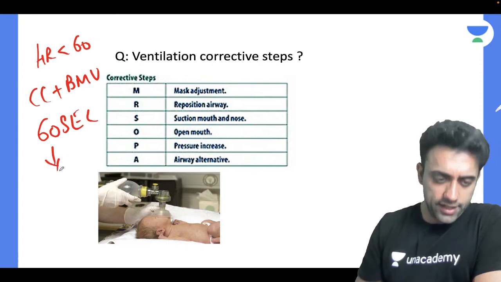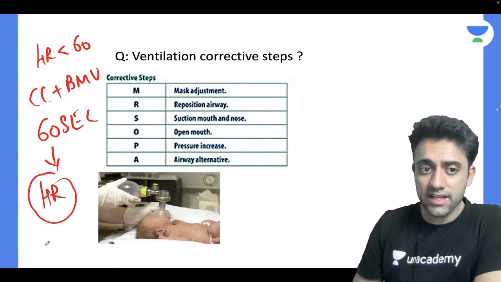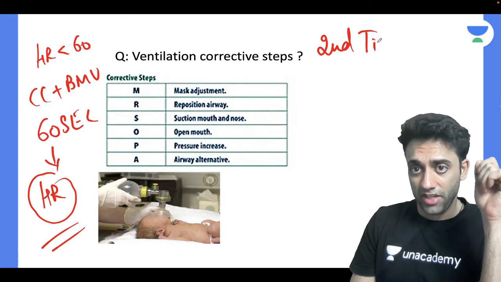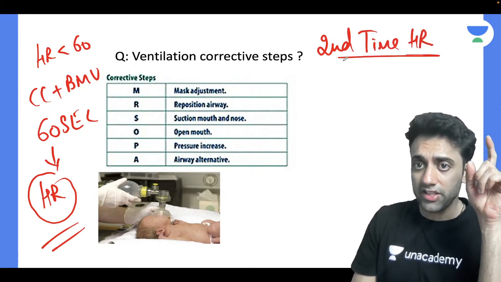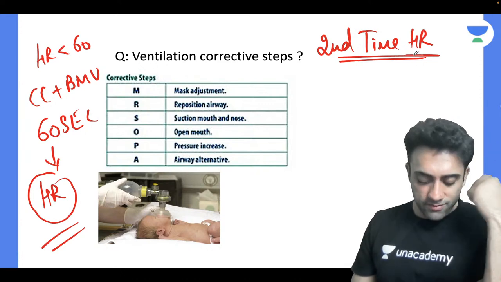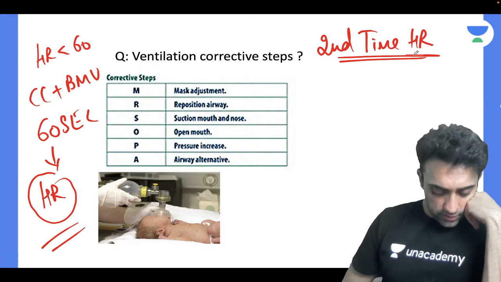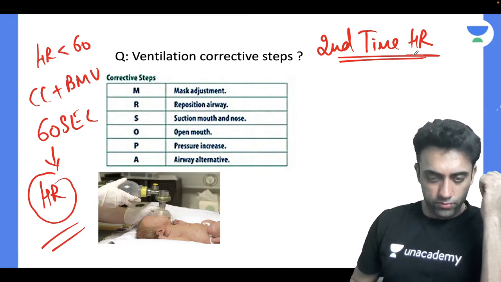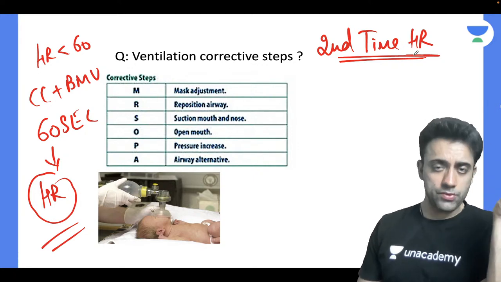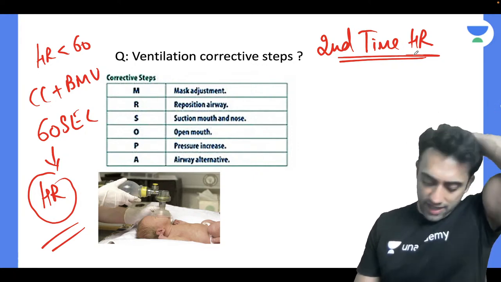After 60 seconds, what should I do? Again, check the heart rate, right? Now, the question is, if the second time heart rate is again less than 60, then what to do? The options are, should I continue chest compression and bag and mask? What would you do?